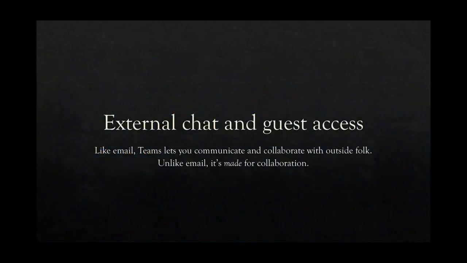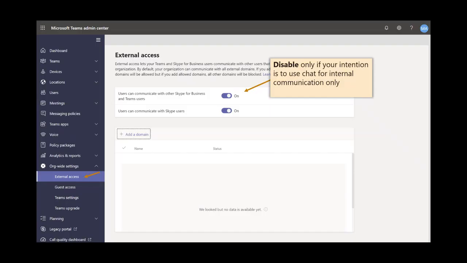All right, external chat and guest access. Now like email, Teams lets you communicate and collaborate with people outside your organization, but unlike email, it's actually made for collaboration. Email wasn't really designed for file sharing, right? But that's how people use it. When you're chatting with people, you can share files, and it's really just using links in your OneDrive and stuff like that. So it's highly valuable.